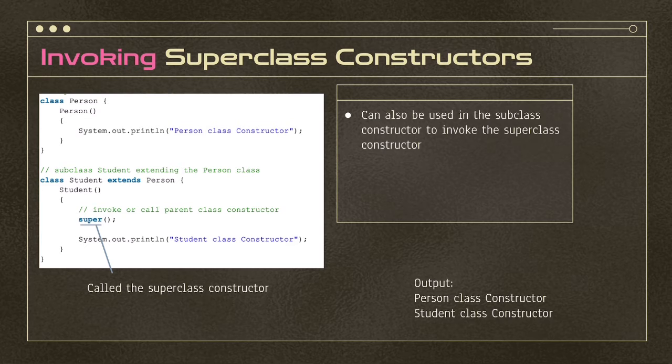We can also use the super keyword in the subclass constructor to invoke or call the superclass constructor. In this example, we have called the superclass constructor using the keyword super via the subclass constructor. This will then print person class constructor and student class constructor.